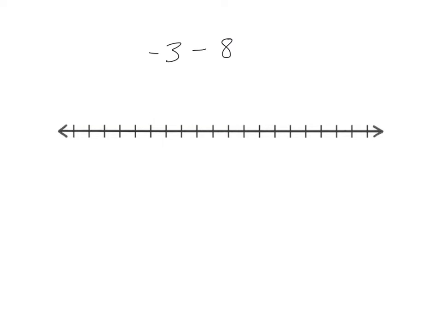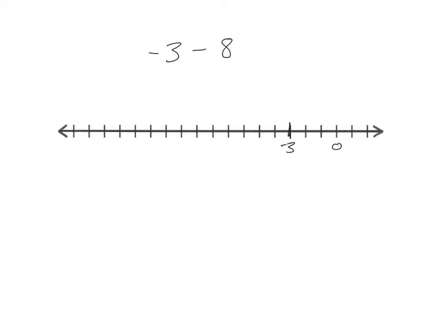Alright, so let's try this one. Negative 3 minus 8. So I'm starting at negative 3. I'm going to subtract, which means go left, by 8. So I need room to at least go 8 to the left. So I'm going to start my negative 3, let's call it right there. If that is negative 3 right there, that'd be negative 2, negative 1, and that would be 0 right there. But we're not even going that way. We're going this way. So we're going left 8.